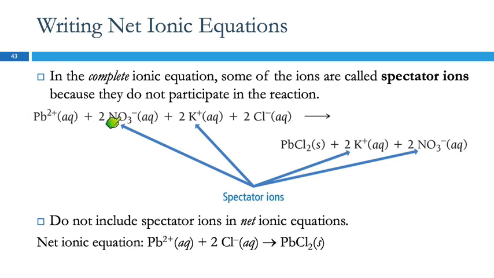What happened to nitrate ion? Nitrate ion was unattached when she came, and at the end of the night, nitrate ion is still unattached. So did anything really change for her? No. So we call that a spectator ion. She was watching lead and chloride get into a relationship, but it didn't happen to her. What about potassium?